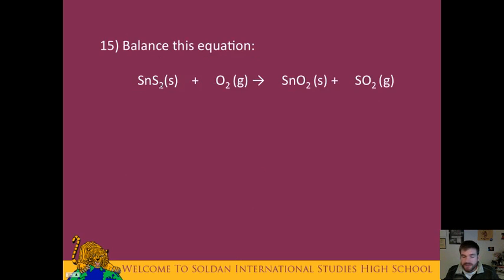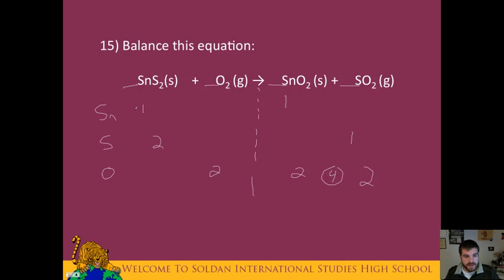Number 15, balance this equation. Okay, step 1, dotted line down. Step 2, coefficient lines. Step 3, atom key. We've got tin, sulfur, and oxygen. Step 4, atom tally. Tin, there's 1, 2 sulfurs. Notice I'm being very careful to line up here. 1 tin, 2 oxygens, 1 sulfur, oh, and 2 more oxygens. So I have oxygens in 2 places here, so the total here is 4 oxygens.